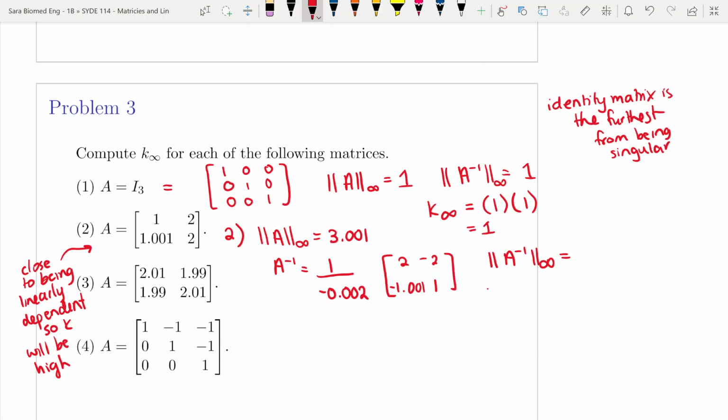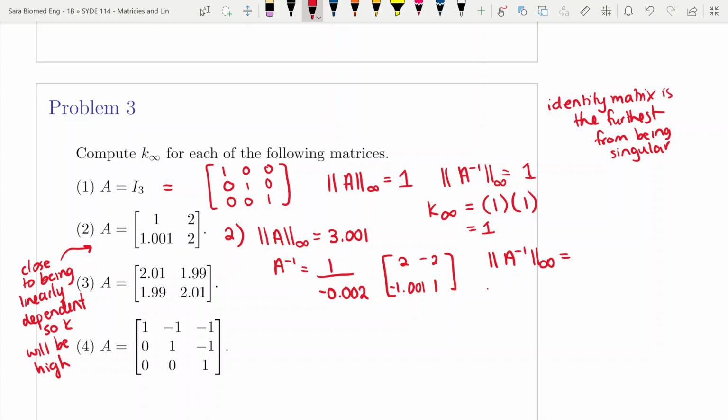Because it's the inf norm, it's going to be the row sum. So 1 plus 2 is 3, and 1.001 plus 2 is 3.001. We're going to take the max, so it's going to be 3.001. Questions? Okay. Now let's check the inf norm of A inverse.